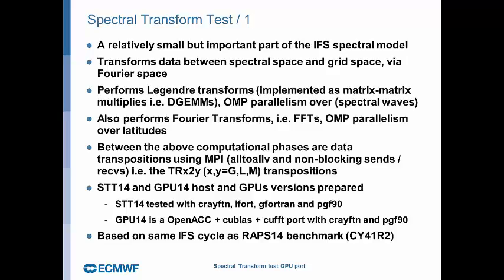It performs some very computationally intensive parts. One is the Legendre transform, which is implemented as a matrix-matrix multiply. Easy peasy, no problems. We should be able to do that. We've shown examples how to run DGEMMs on GPUs. And today, on a host, it does the OpenMP parallelism over spectral waves. Next would be the Fourier transforms. We've seen how to code those on a GPU. And in the host version, the OpenMP parallelism is over latitudes with their associated field levels.